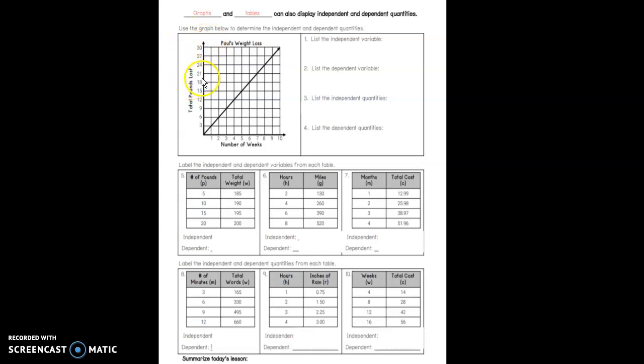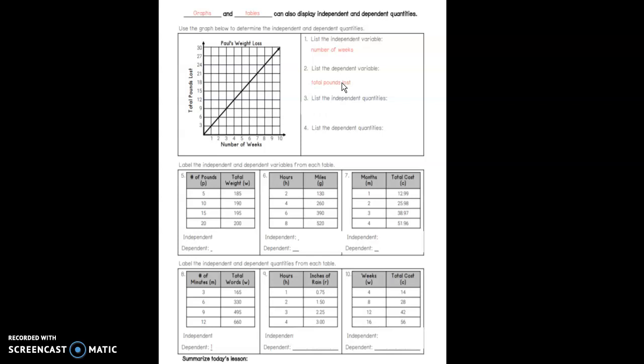So if we look at our graph, we see our y-axis and we see our x-axis. The y-axis says the total pounds lost and the x-axis says the number of weeks. So if we're determining our independent variable, we know that it's the x-axis because the x-coordinates represent independent variables. So the independent variables would of course be the number of weeks. If we think about our dependent variables, then of course that is going to be represented on the y-axis, which are our y-coordinates. So the dependent variable is the total pounds lost.